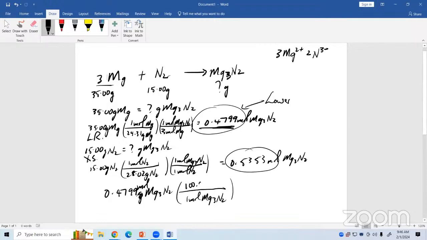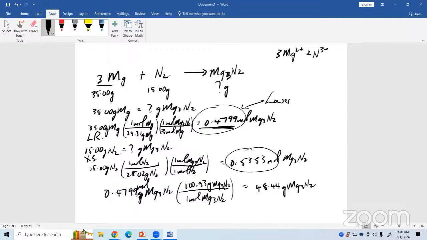100.93 grams. So I'm going to multiply 0.4799 times 100.93. And according to my calculations, this works out to be equal to 48.44 grams of Mg3N2. And that's it. So that's basically how the A part is done.